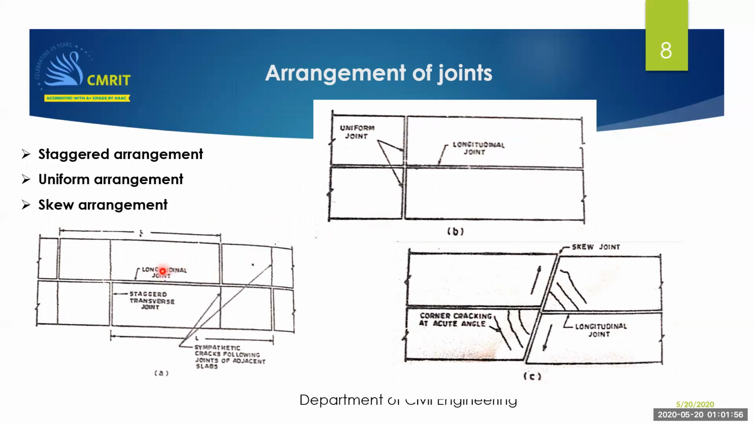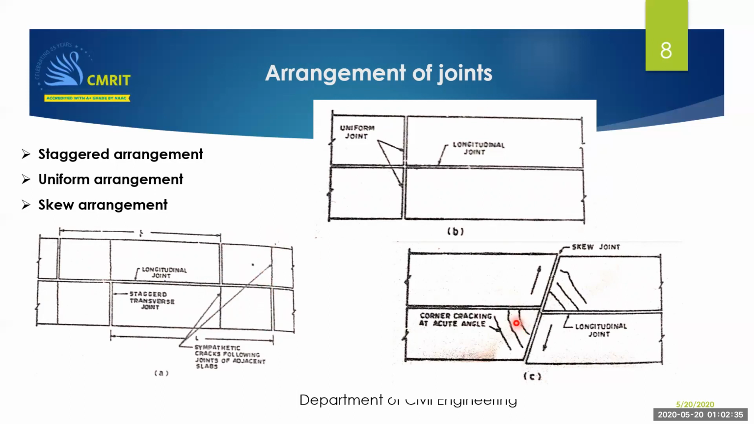Now, before we go on to that, we can have three different arrangements of joints. This is a staggered arrangement, this is a uniform joint, and this is a skew joint. Always when we go for a staggered arrangement, there is a chance for sympathetic cracks. Sympathetic cracks are nothing but propagating cracks because of the discontinuity in the other slab. Because of the joint that is here, though there is no joint, a crack will be developed. This crack is called a sympathetic crack. Similarly, here there is a joint, a crack is developed here, and this is called a sympathetic crack.